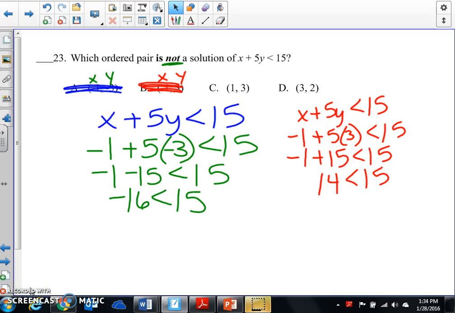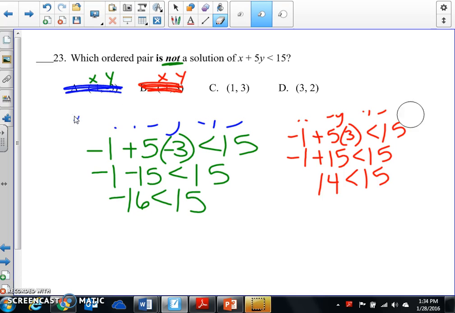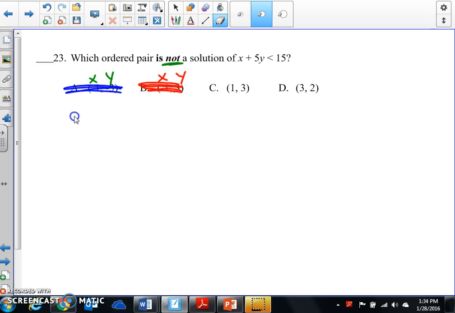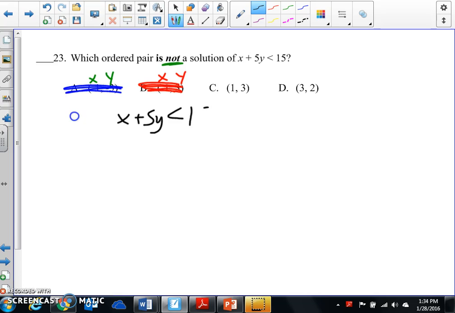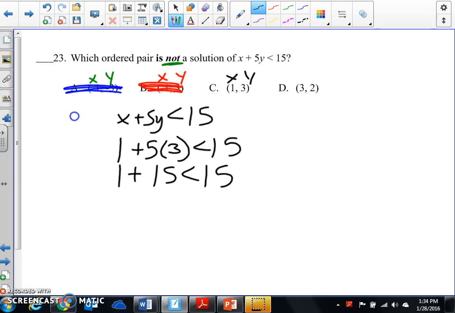All right, so now let's check out C. So C, let me just go back up here. C, you take x plus 5y, it's less than 15. This is your x, this is your y, so I plug in 1 plus 5 times 3. 5 times 3 is 15, and 1 plus 15 is 16. And I ask myself, is 16 less than 15? Is the alligator eating the bigger number? No! So this is not a solution.